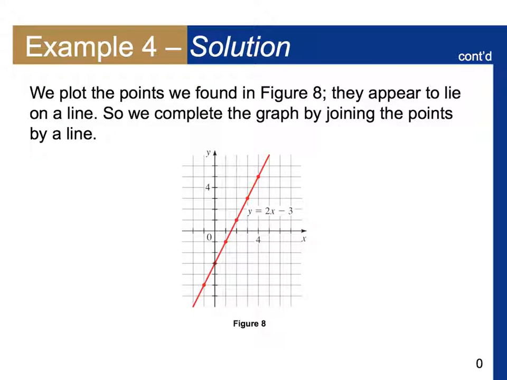Now, when you graph these, make sure that you put the arrows here. Make sure you put the arrows here so they go in both directions. That means that line goes infinitely in both directions, going up here and going down this way.